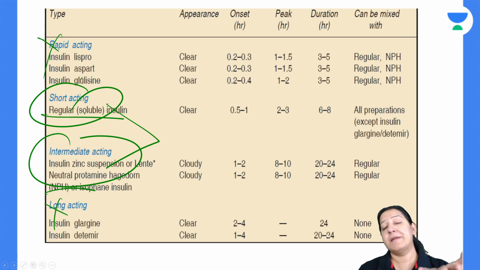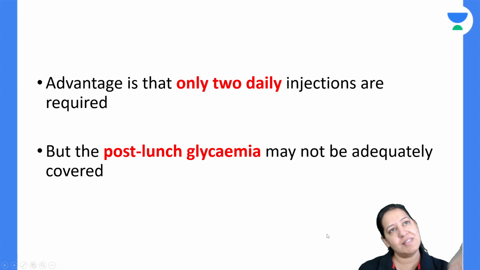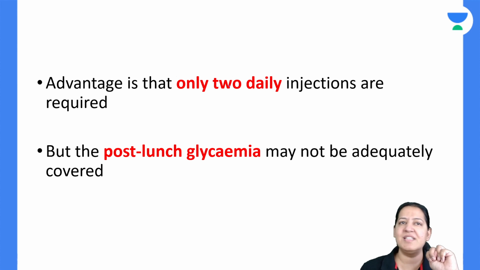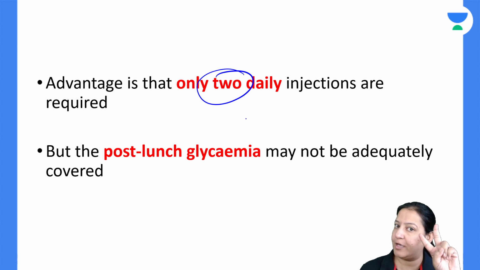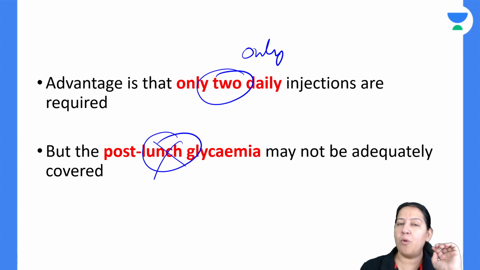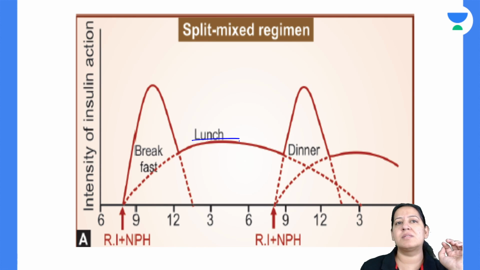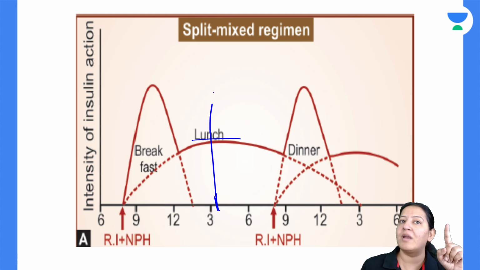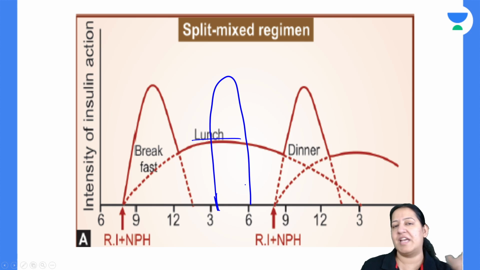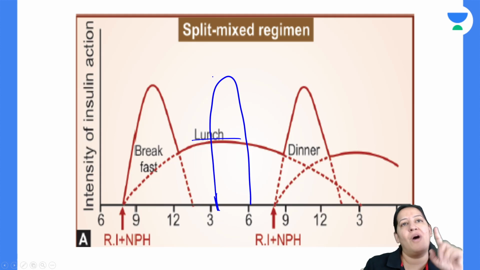If you have any diabetic person at your home, in your neighborhood, in your hospital, and the person is on insulin, you can ask the regimen: how many times do you take the injection and which one do you take? The advantage here is that the patient has to take only 2 injections daily. 2 is a smaller number. And you are not giving anything at lunch. So the post lunch hyperglycemia, there is nothing to cover it. The patient is taking lunch also, but there is nothing to cover the hyperglycemia at lunch. So that is a disadvantage. So one advantage, one disadvantage of this regimen.